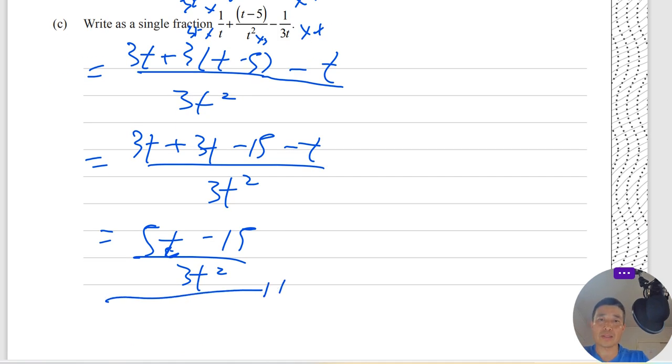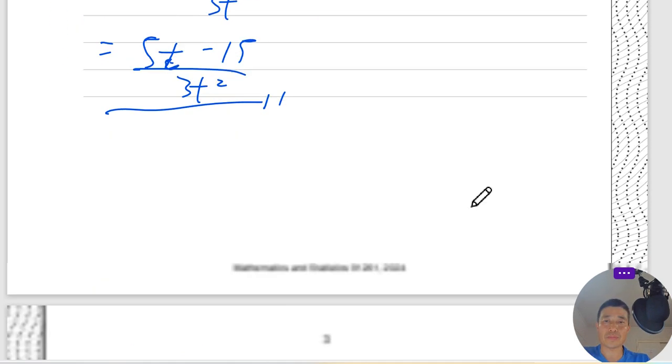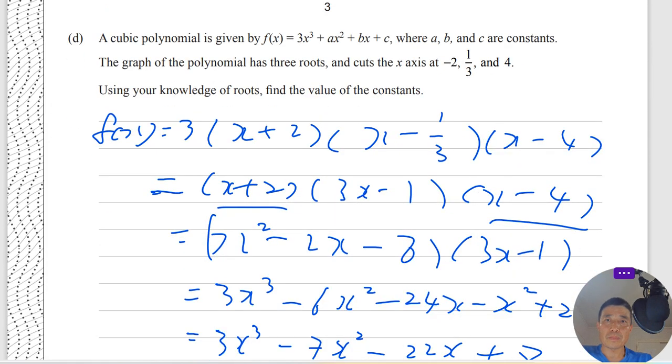All right. Now, a cubic polynomial is given by that, and a, b, c are constants. The graph of the polynomial has 3 roots and cuts the x-axis at these points. So that means minus 2, 1/3, and 4 are roots. Using your knowledge of roots, find the value of the constants. As you see, the 3 is on purpose, because one of the roots is 1/3.